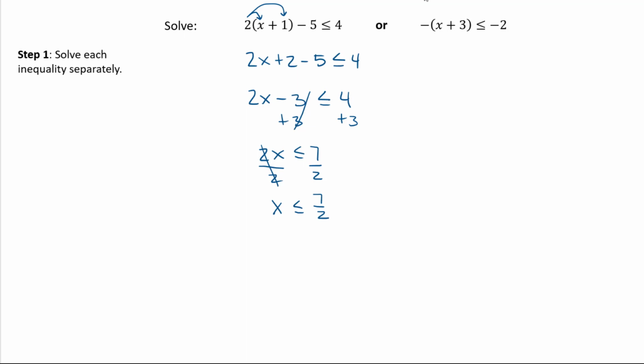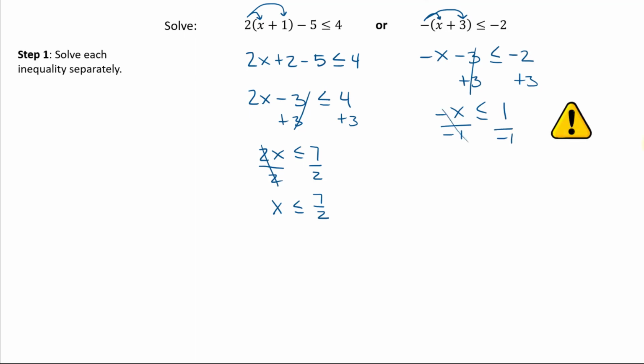For the second inequality, I have to do similar steps. First, I'm going to clear the parentheses by distributing -1. That negative sign is the same as -1, so it's going to be negative x minus 3 less than or equal to -2. To get x by itself, I start by adding 3 to each side. Negative x is less than or equal to +1. And then to get rid of the negative sign in front of x, I'm going to divide by -1 on the left and on the right. Don't forget that when you divide both sides of the inequality by a negative number, you have to reverse the inequality symbol. So I'll get x is greater than or equal to -1.